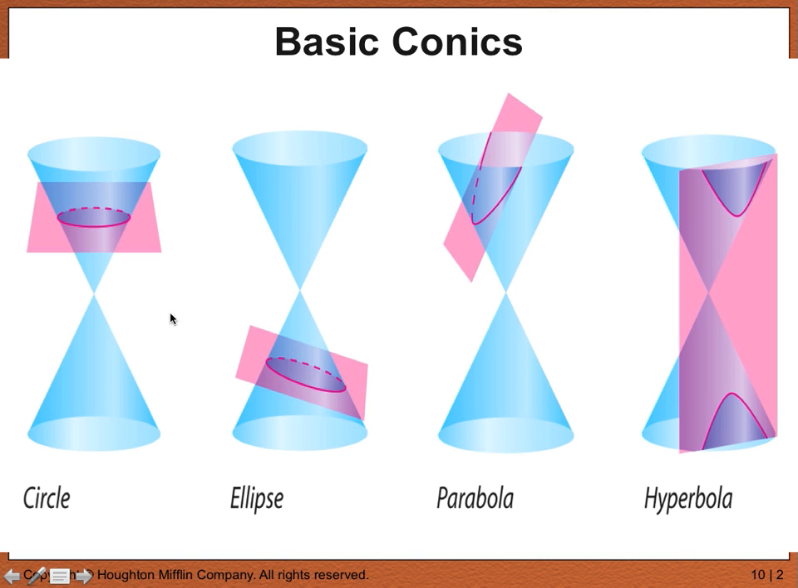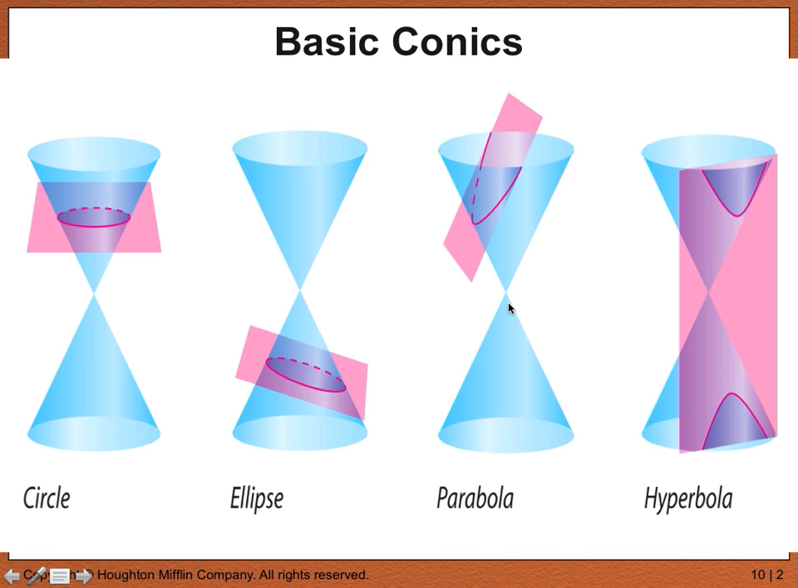Now an ellipse is similar. An ellipse is what happens when a plane intersects a cone, but the difference is that the plane is not parallel to the base of the cone, and so we get an oval shape, and that's called an ellipse.